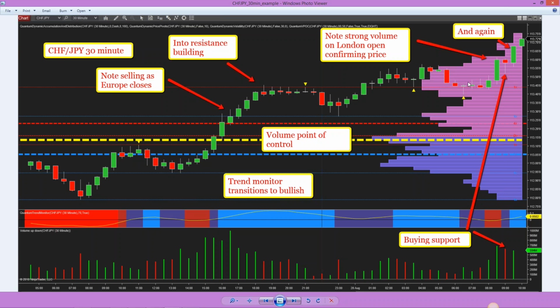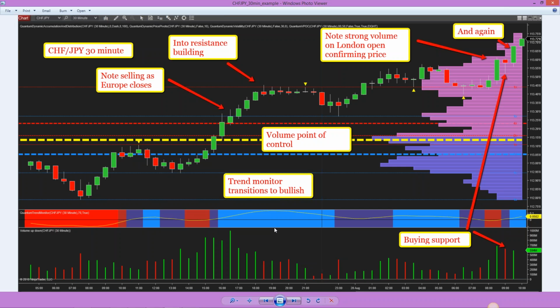And finally, just to round it off again, we come down to the trend monitor, which we've developed to try and help ease the emotion that builds when you are in a long-term position, holding a position in the market.